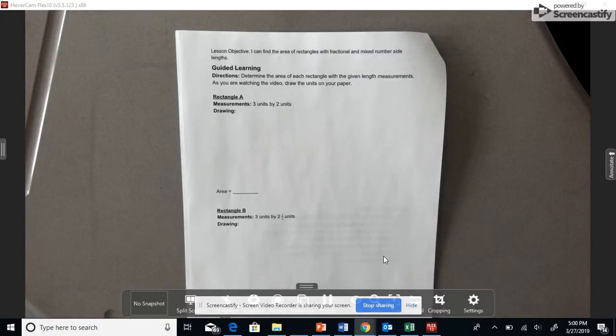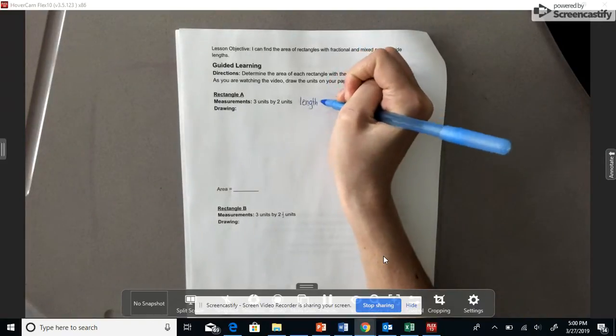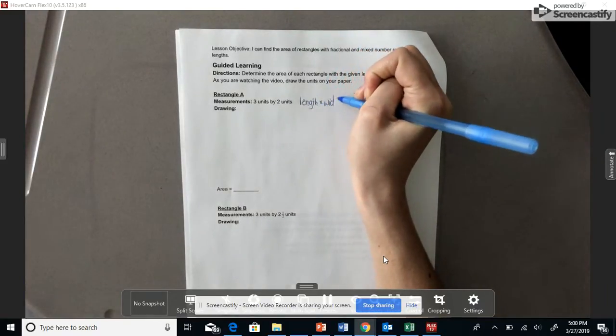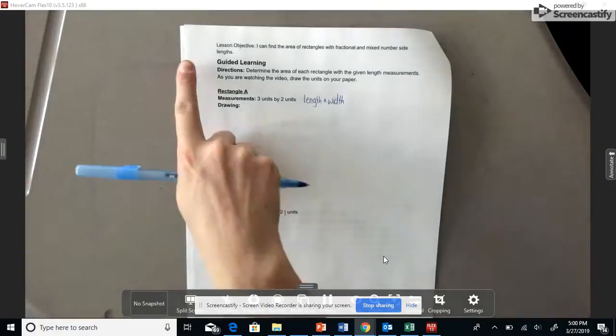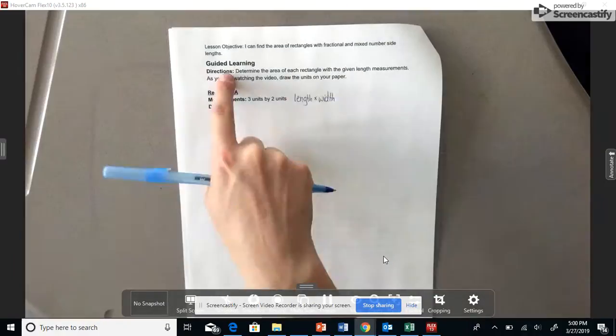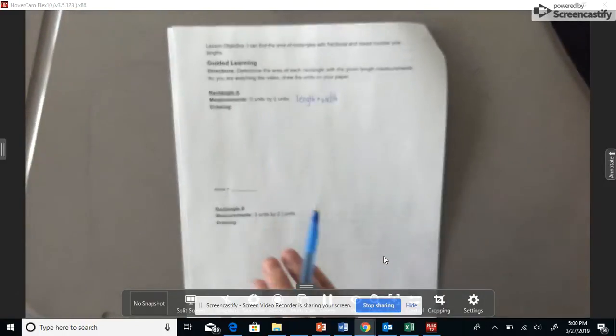So today we're going to talk about area. Area is length times width, and it's the amount of space in a two-dimensional figure. So like the amount of space in this piece of paper. We're going to start by doing 3 units by 2 units.